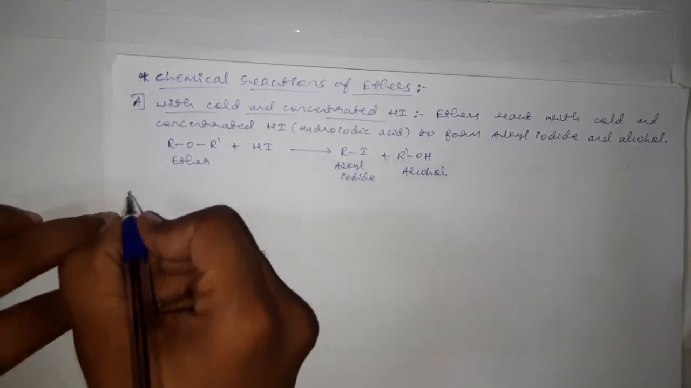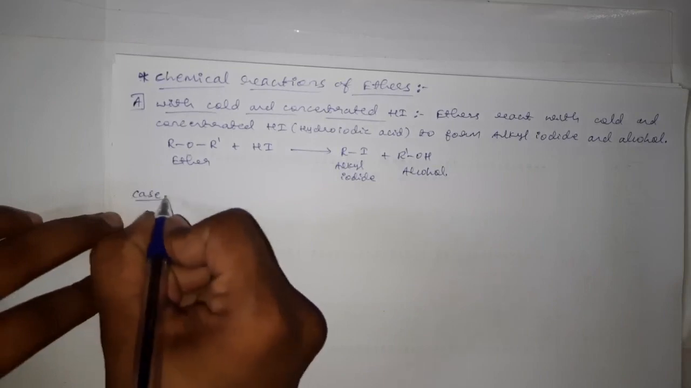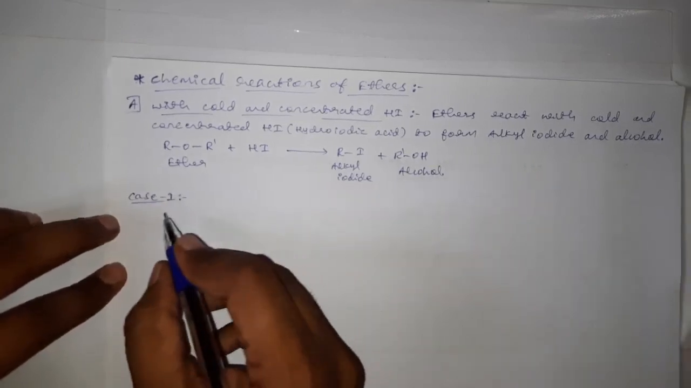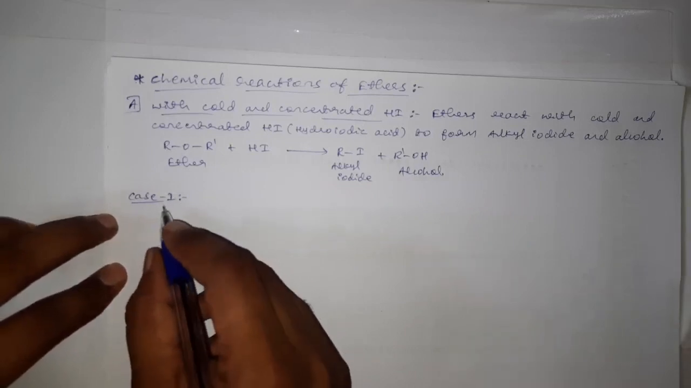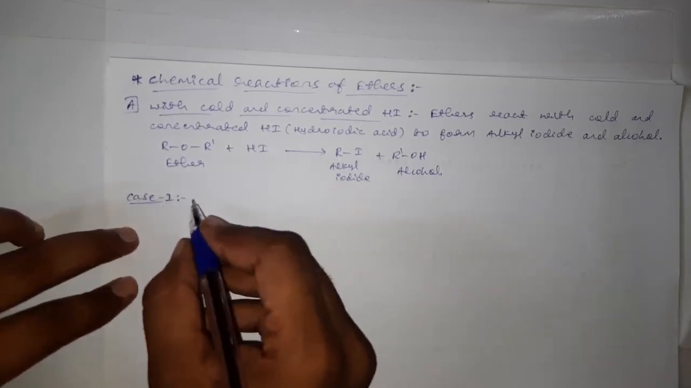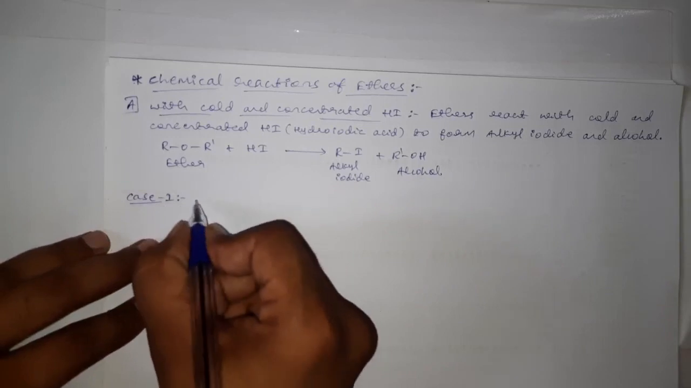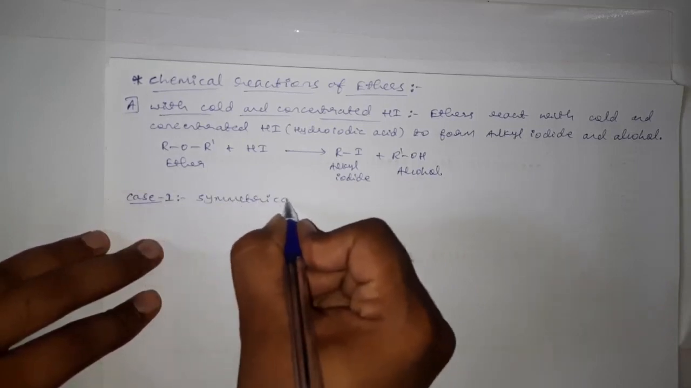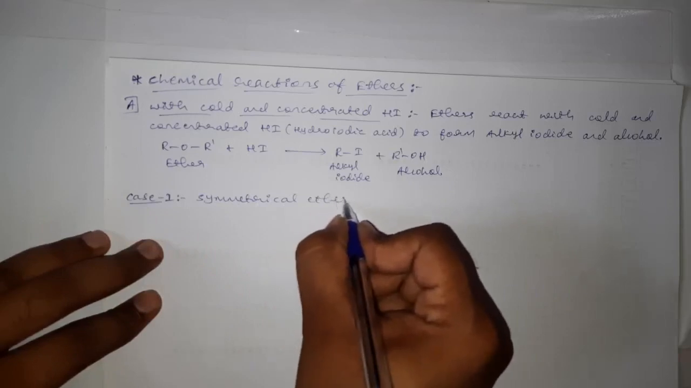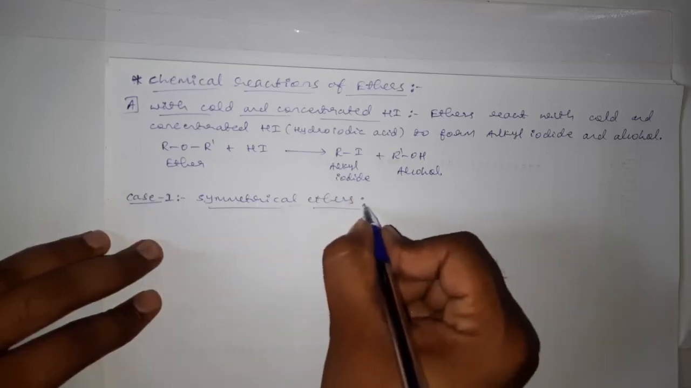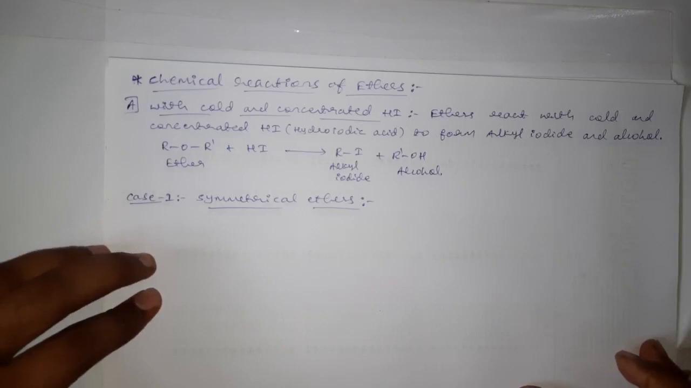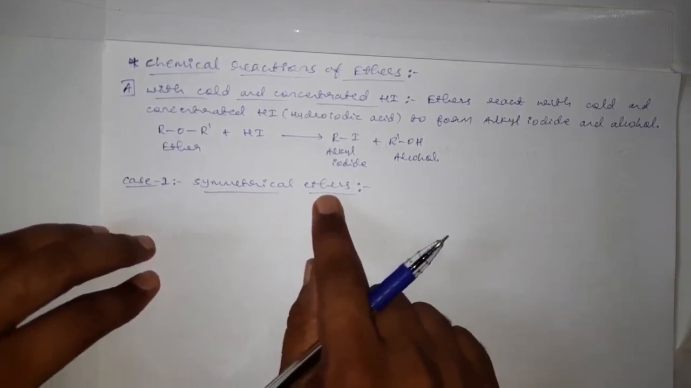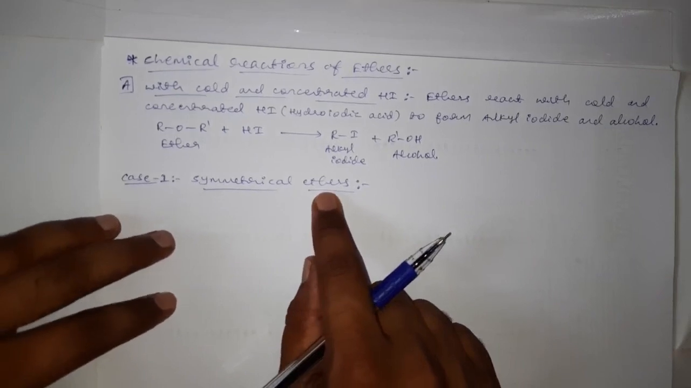And here we are discussing some different types of reactions called case 1, 2, 3. In case 1 we are discussing the reactions of symmetrical ethers with cold and concentrated hydroiodic acid.